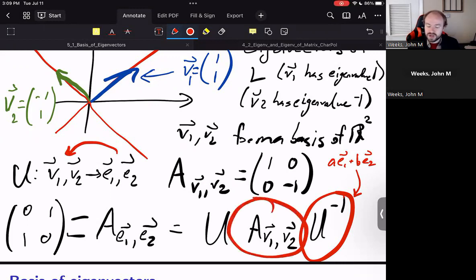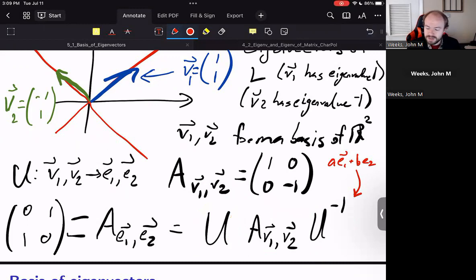Then this matrix is going to operate in terms of V1 and V2. And then finally, the matrix U would bring me right back to something in terms of E1 and E2. So we had to do a little bit of a transformation to make that happen. We had to multiply both sides by one transition matrix and then one inverse of that transition matrix.